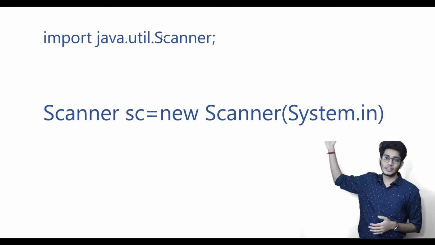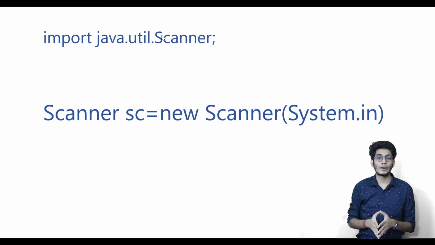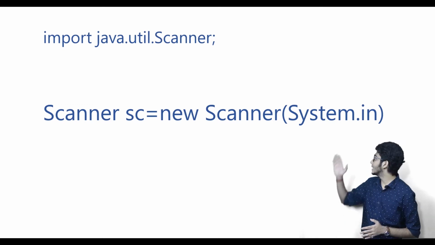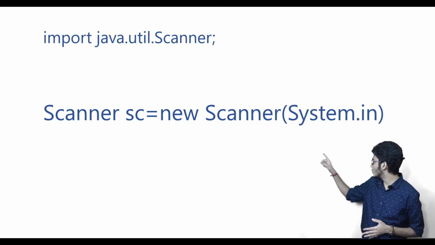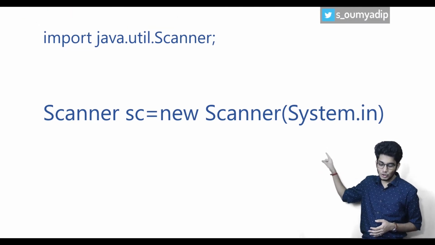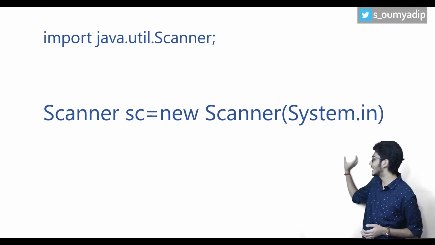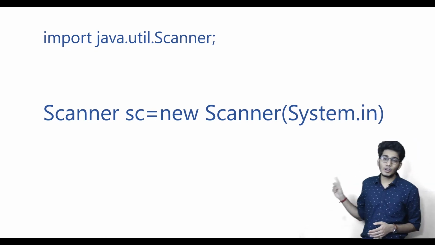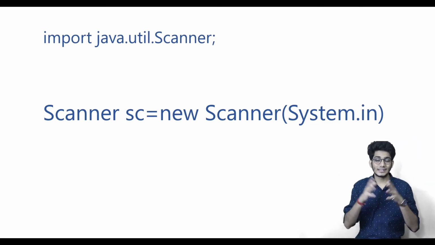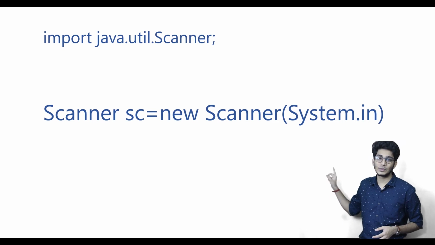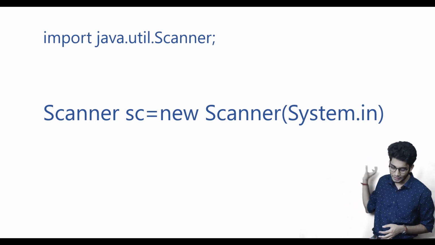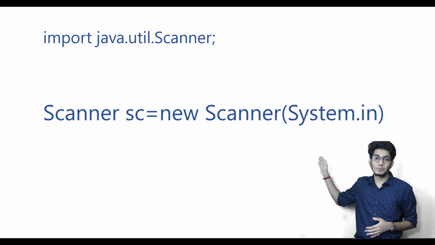So I think this portion is clear: what java.util.Scanner is and why we need that. Now after importing this Scanner class, you have to create an object of our Scanner class. So how to create the object? You have to write Scanner sc = new Scanner(System.in). So what does System.in mean? System.in stands for your system classes, and it will interact with your console and take the input. So you write Scanner sc = new Scanner(System.in). We have successfully created an object of our Scanner class.